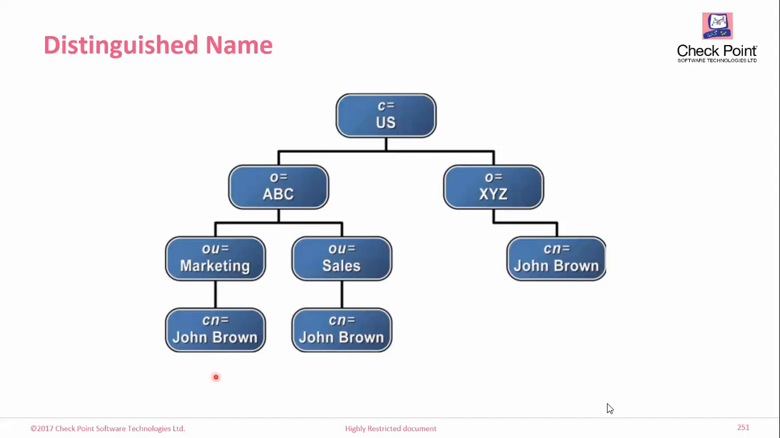But what this illustration is showing is that we see three different John Browns, and these are actually three different people, all right? This John Brown, the common name John Brown, works in the organizational unit of marketing in the ABC company, the ABC organization. This John Brown works in the sales department of ABC company. This John Brown works at XYZ company. Both of them are in the country of the United States, but both the companies are in the country of the United States.